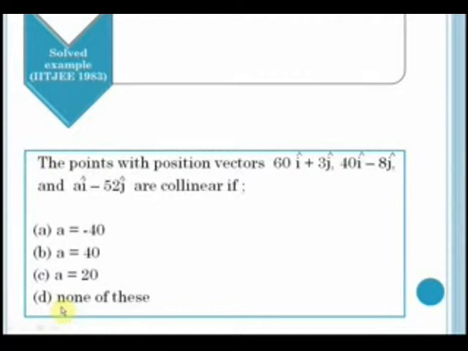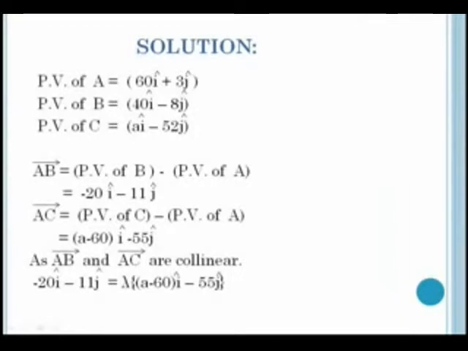So in this problem it has been asked that there are 3 points with position vectors 60 times i cap plus 3j cap, 40 i cap minus 8j cap and a times i cap minus 52 times j cap. Now these points are collinear and we have been given the 4 options. We have to find out the value of a. So let's check out the solution of this.